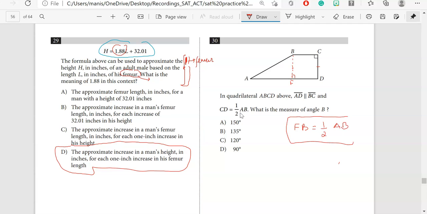Now when FB is equal to half of AB, this creates the concept of a 30, 60, 90 degree triangle over here. As I know this is 90, this is my 90. The question says what is the value of angle B. So when I look at both these numbers, 90 plus 60 will give me 150 degrees. So A is my correct choice for this question.